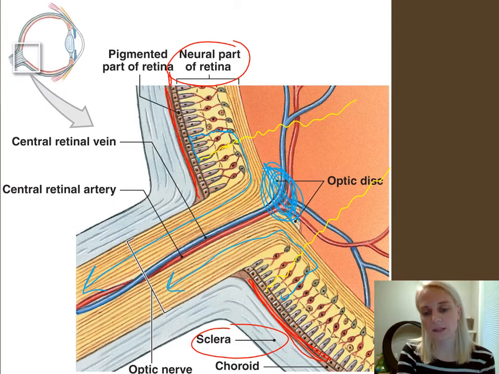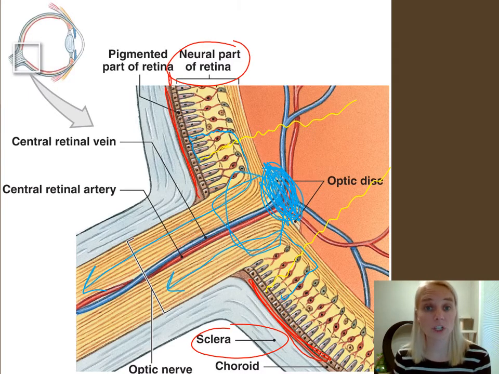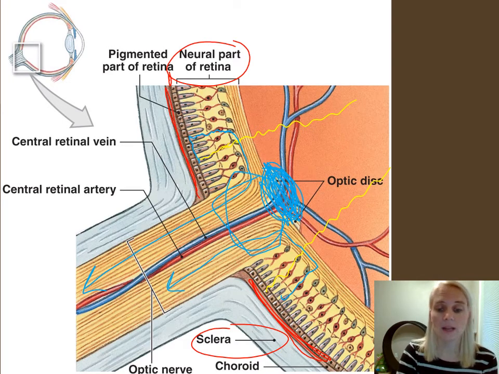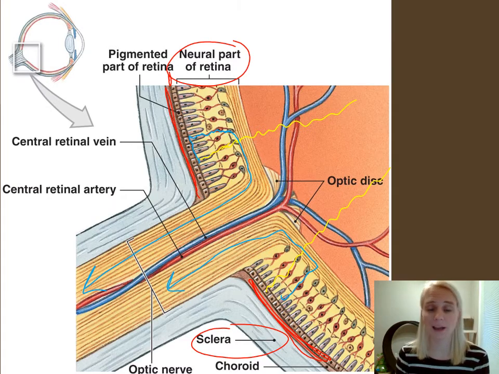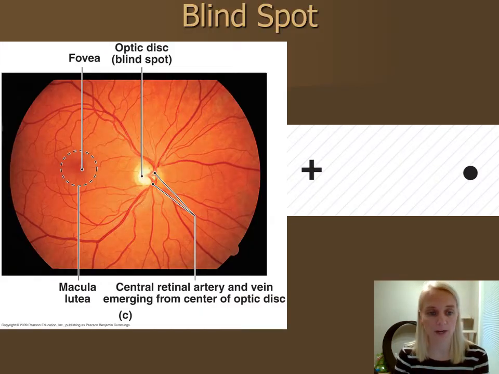Now, if you'll notice in this particular region that I've been coloring in here, there's no rods and cones here. So there's a region on the back of our eyeball where we cannot pick up any information. It's called the blind spot, the optic disc or the blind spot. There's a little test that you can do. We do it in lab. It's in your book. I think it's on my next slide, where you can actually test your blind spot.